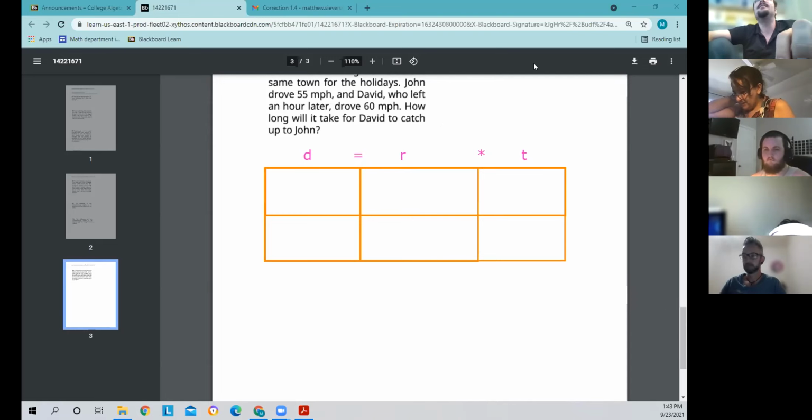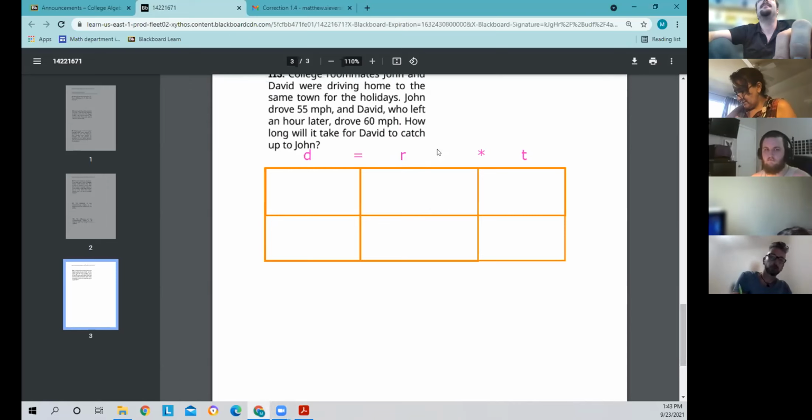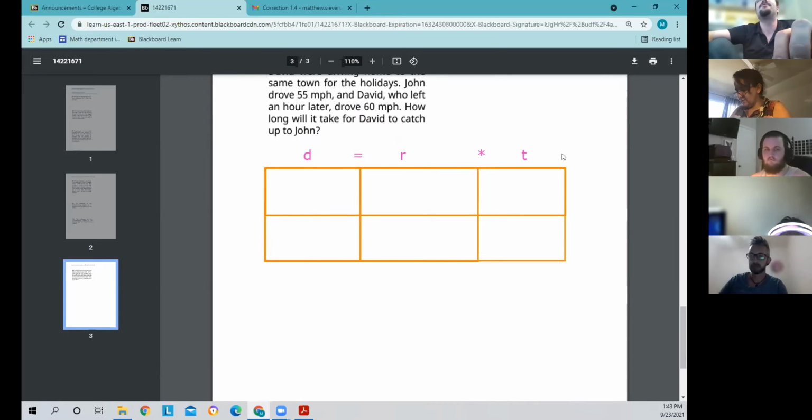I need to scroll this up without scrolling into the problem. All right. College roommates John and David are driving home. It starts right there. John drove 55 miles per hour.